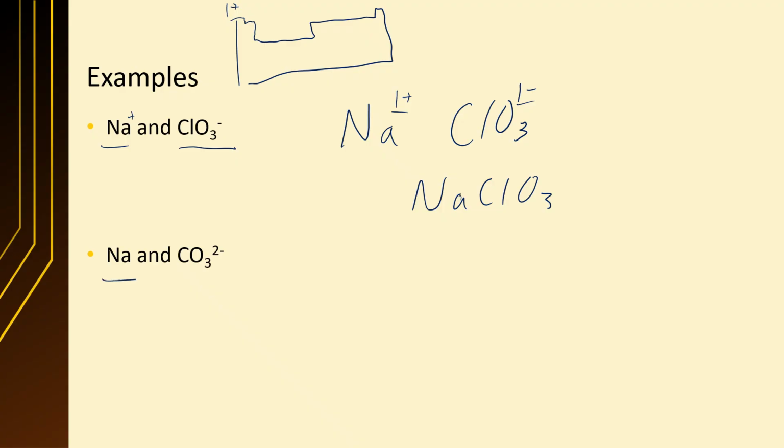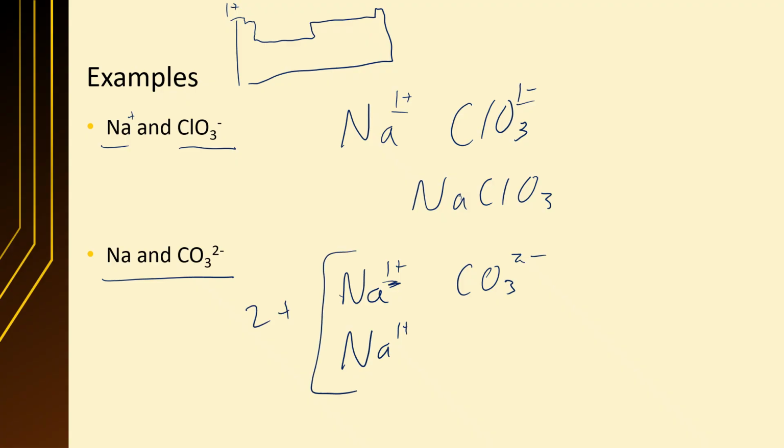Let's do another one. Sodium with carbonate this time. Sodium has that 1+ charge. Carbonate has a 2 negative charge. Those charges do not match. I need an additional positive charge so that my overall adds up and cancels out the negative charge on the carbonate ion. So 2 positives cancel out 2 negatives, and I would write that formula as Na2CO3 because it took 2 of the sodiums to cancel out the CO3 ion.